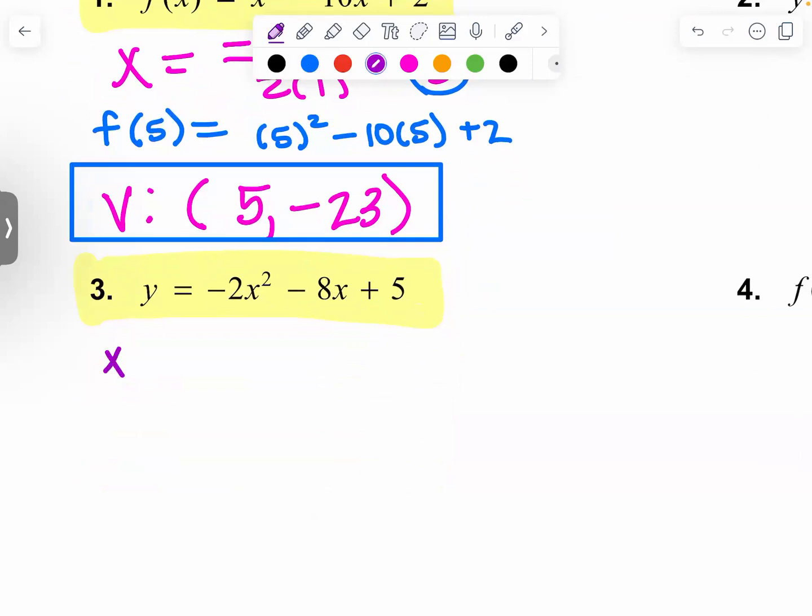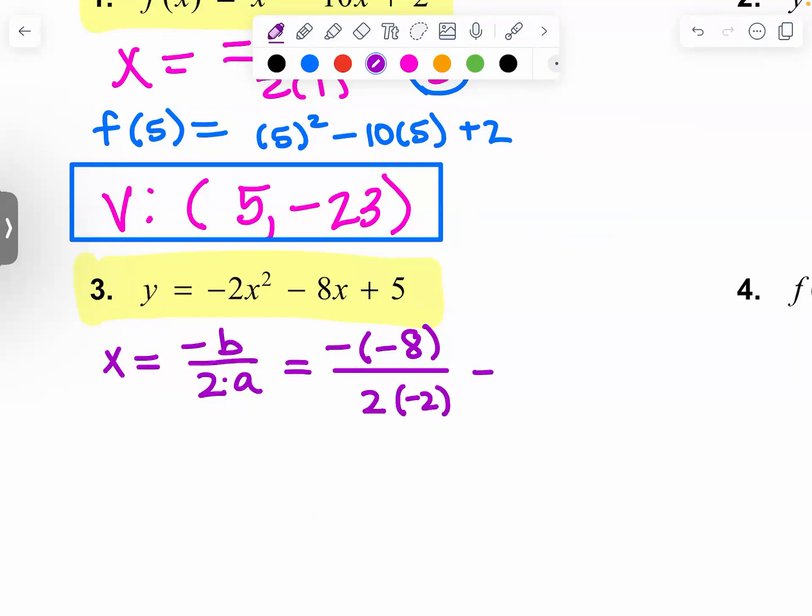Everybody, it is always x equals negative b over 2 times a. In this number 3, what is b? Negative 8. So we have negative 8. What is our a value? Negative 2. So we have 2 times negative 2. So we have 8 over negative 4. So our x value is negative 2.